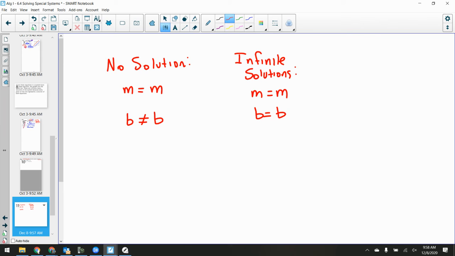If there is just one solution, the slopes are just not going to be the same. I don't really care what's happening with my b-values. So no solution, the slopes are going to be the same, but the y-intercepts are going to be different. For infinite solutions, the slopes are the same, and the y-intercepts are also the same. The one solution, if I just have different slopes, I'm going to have a crossing point.